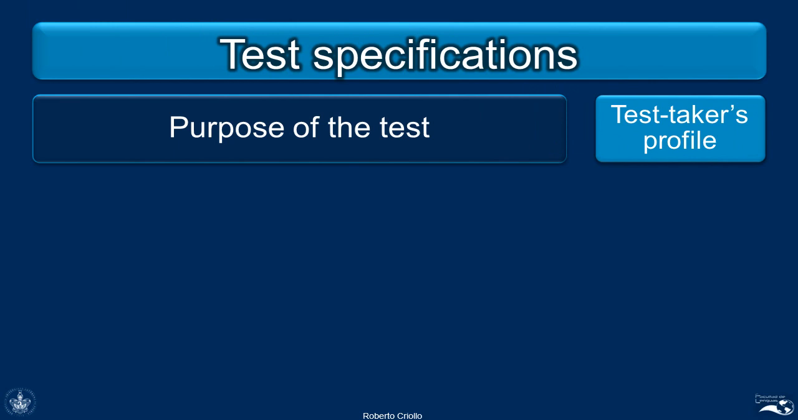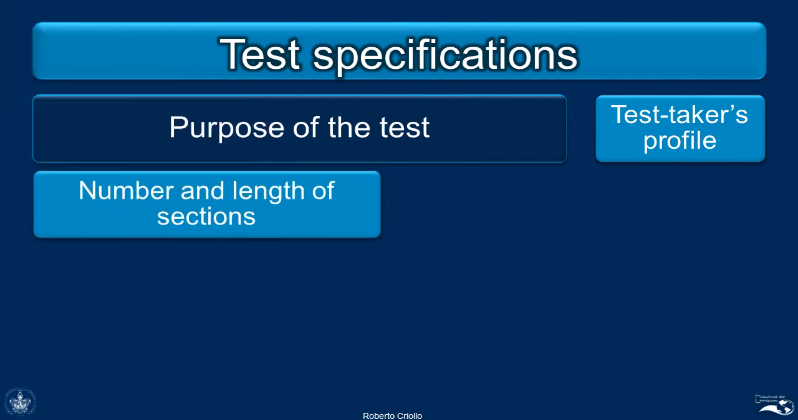The second element is the test taker's profile. We must provide an extensive and detailed description of who the test takers are, their age, the level of proficiency, the kind of experiences that they will go through, all of the information that we can find about the people who will take the test.